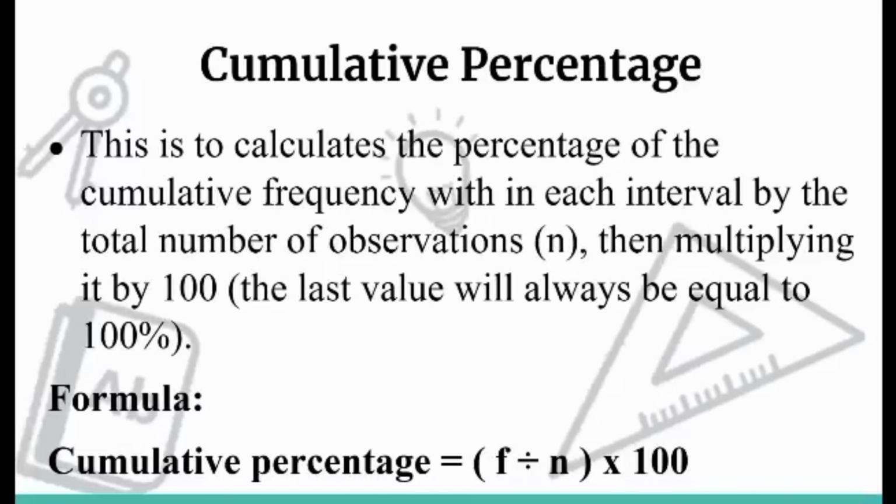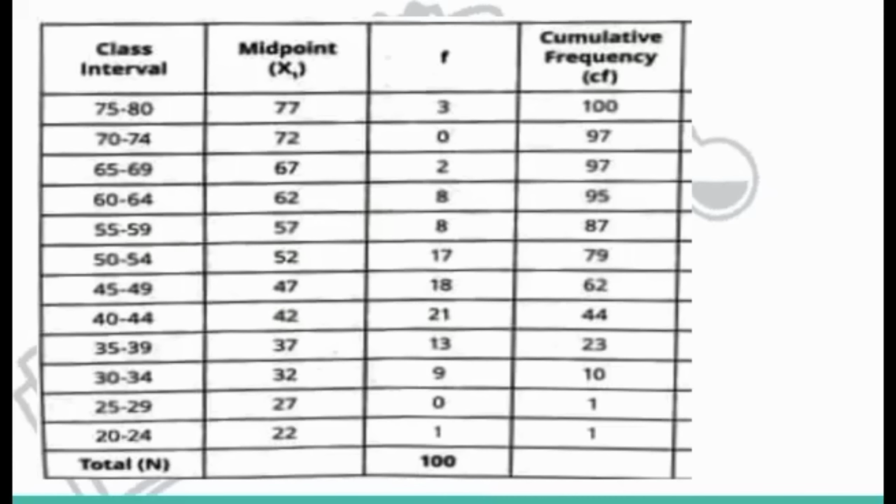The last column is the cumulative percentage. This is to calculate the percentage of the cumulative frequency within each interval. To get the cumulative percentage, we divide the cumulative frequency by n, which is the total of our frequency results. And then, we multiply it by 100.